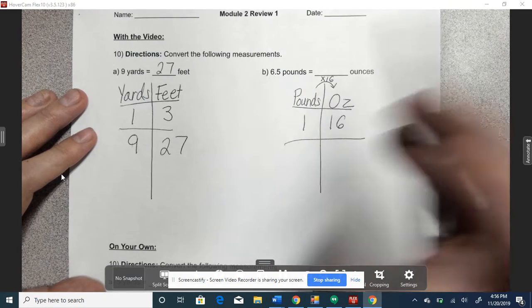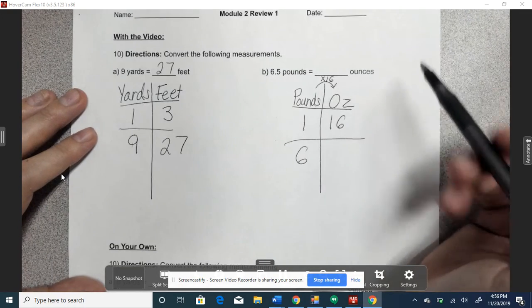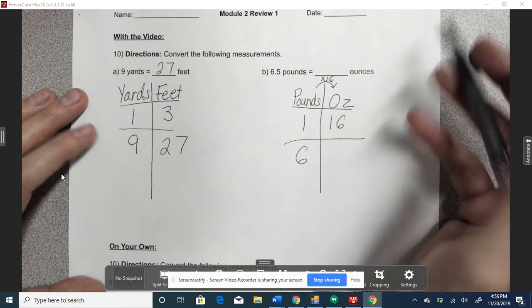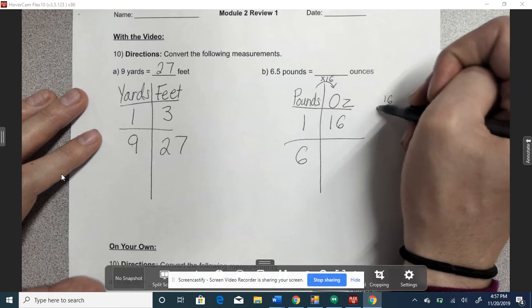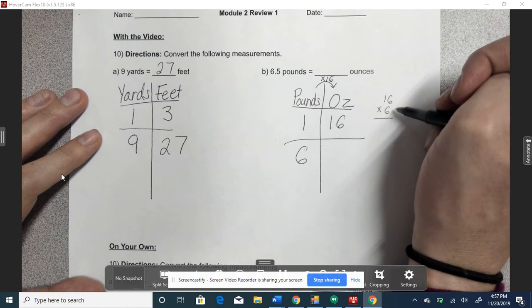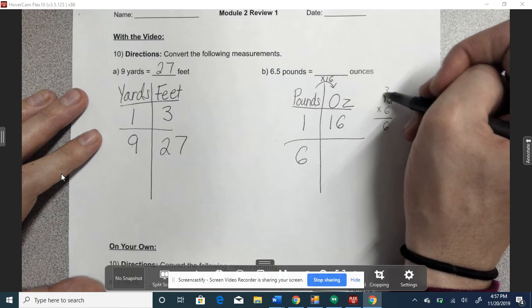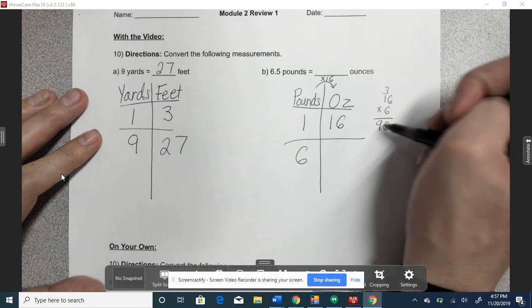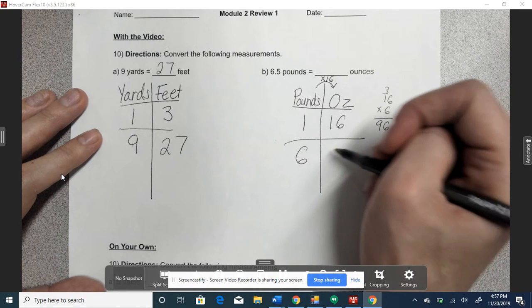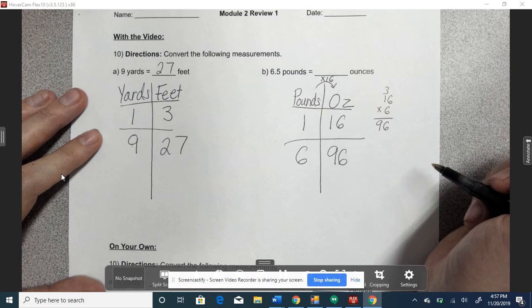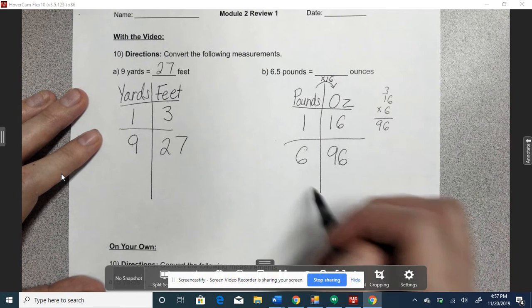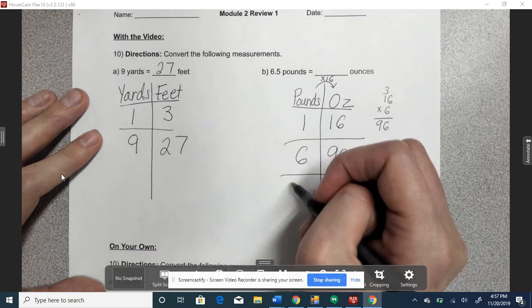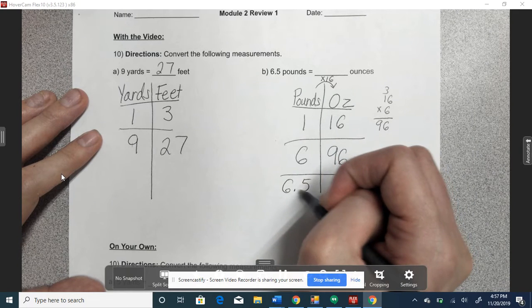Now I'm going to use my whole number, 6, to help me with this part. 6 times 16, that's a hard one. I'm going to do that over here. 6 times 6 is 36, carry the 3. 6 times 1 is 6, plus 3 is 9. So 6 pounds is equivalent to 96 ounces. But I didn't want to know 6 pounds, I wanted to know 6 5/10 pounds. So I'm going to put 6 5/10 here.